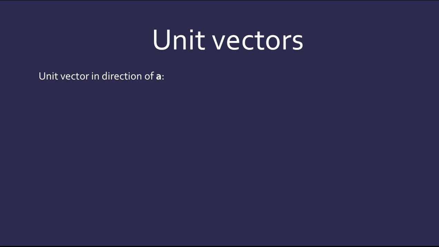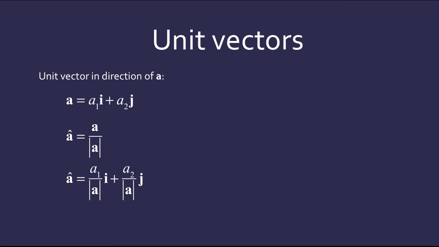To summarise, given a vector A made up of components a1i plus a2j, a unit vector in the direction of A, A hat, is defined as A divided by the magnitude of A. This gives A hat equal to a1 divided by the magnitude of A, i, plus a2 divided by the magnitude of A, j.